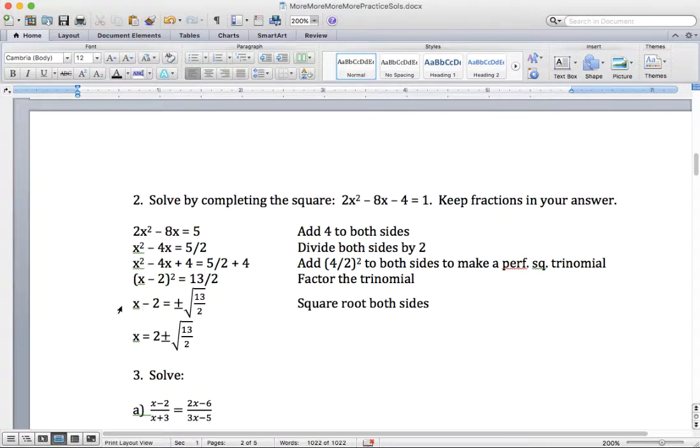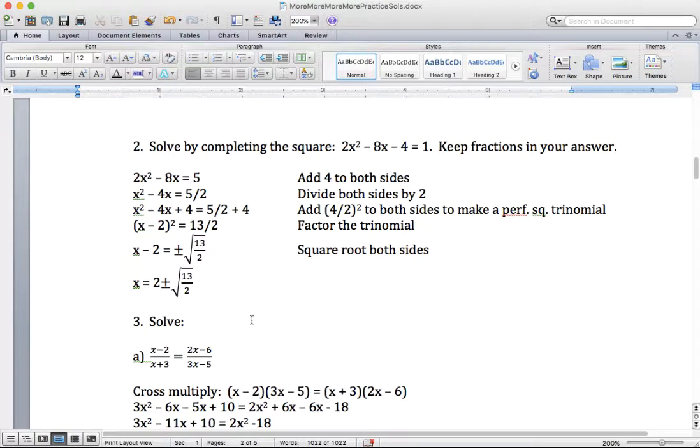We square root both sides. We get x minus 2 equals either the positive or negative square root of 13 over 2. And for our final solution, we add 2 to both sides, and we get x is equal to 2 plus or minus the square root of 13 over 2.